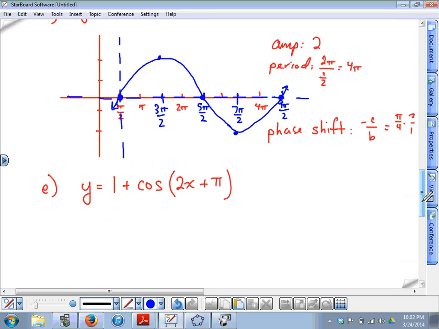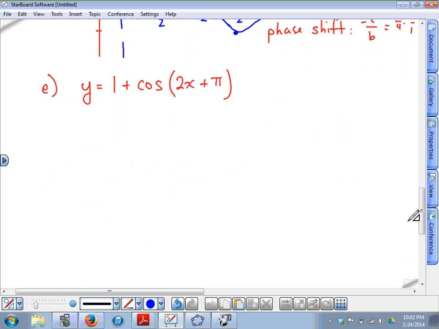Alright, last one here. We're going to put everything together. We have a vertical shift up, we have a horizontal shift to the left, we have a period change right here with the 2. There, fortunately for us, is no amplitude change. So, let's see what this is going to look like.